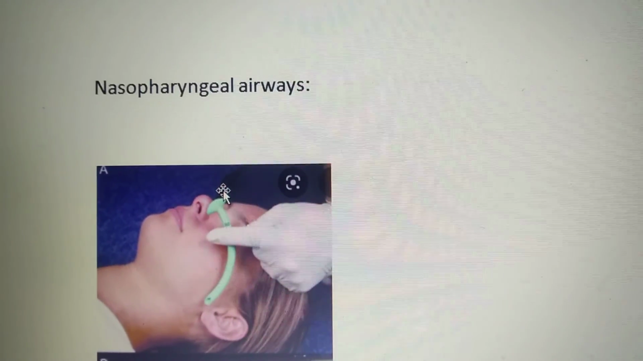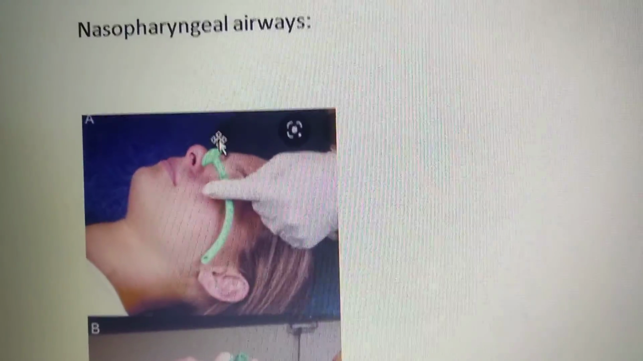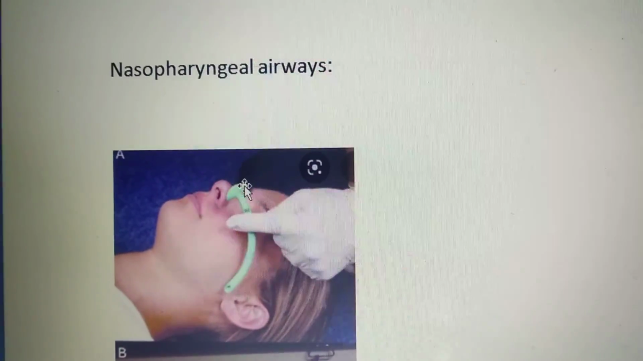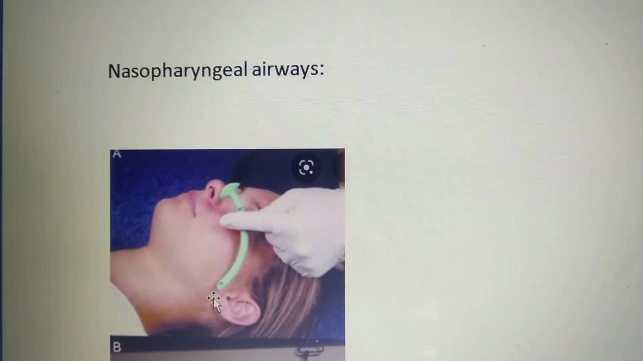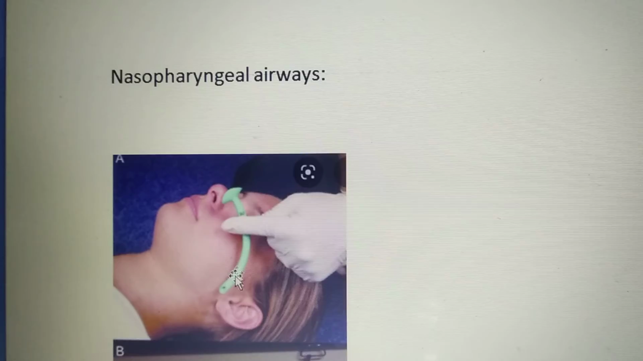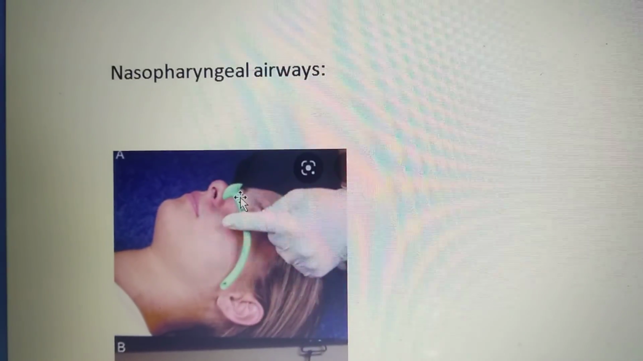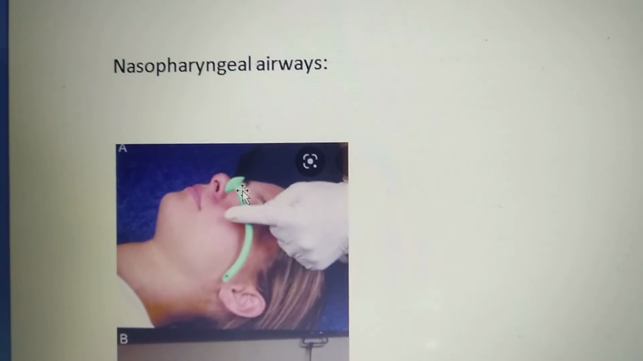Nasopharyngeal airway can be done in an unconscious patient and conscious patient. Here first we have to measure the nasopharyngeal tube from the ala of the nose till the level of, you can see, lobule of the ear. This is the measurement we have to take because each person's face is different. We have to measure the nasopharyngeal airway tube first.